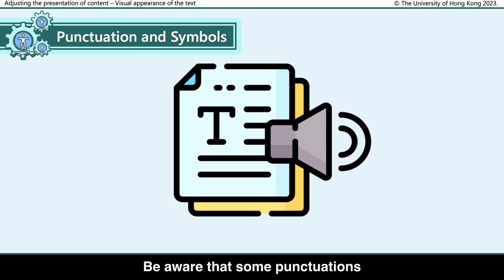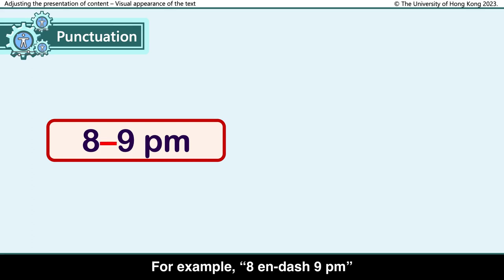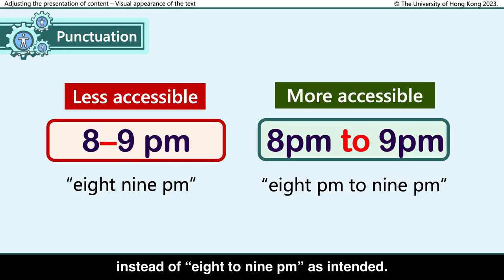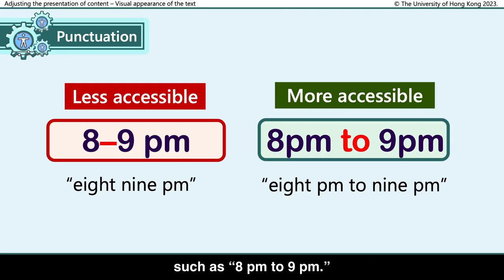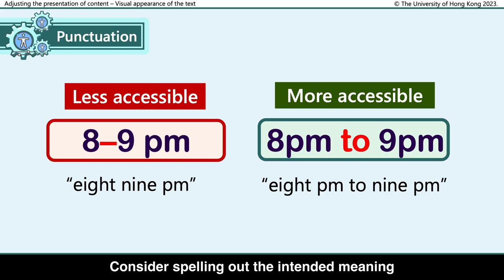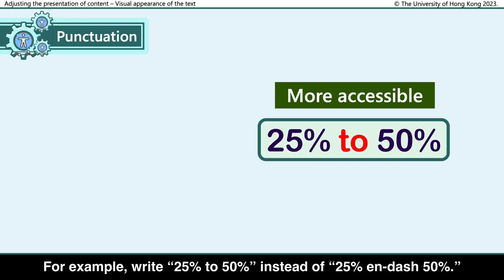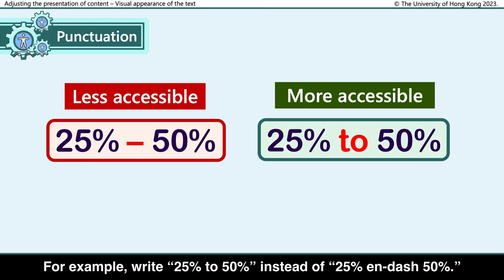Be aware that some punctuation may or may not be read out as intended by text-to-speech software. For example, 8:00 and 9:00 p.m. may simply be read as 8:09 p.m. instead of 8:00 to 9:00 p.m. as intended. It is suggested to use text to present important information, if possible, such as 8:00 p.m. to 9:00 p.m. Consider spelling out the intended meaning or function of the symbol in text to avoid confusion. For example, write 25% to 50% instead of 25%-50%.